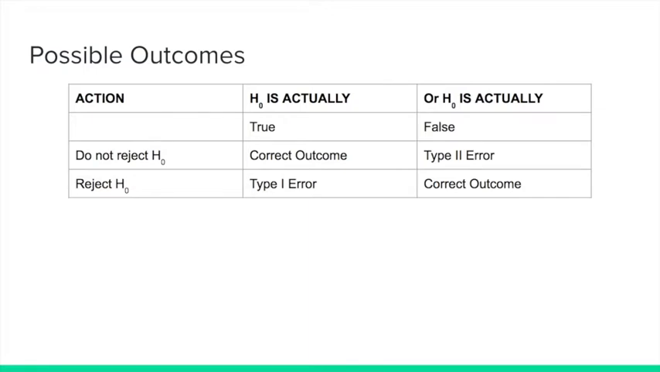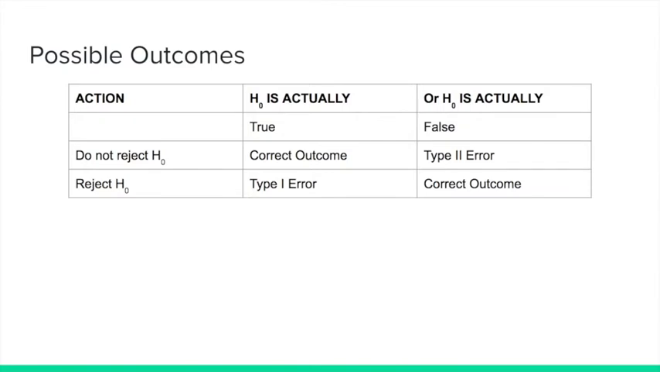So here I have a table that basically gives us some different possible outcomes to one of these hypothesis tests. Okay, so let's look first at the column that says H0 is actually true. So if H0 is actually true, then there's two possible outcomes, right? If we say do not reject the null, that would be the correct decision, okay? Because if the null is true, we wouldn't want to reject it, right? So if the null is true and we say do not reject, that's a correct outcome.